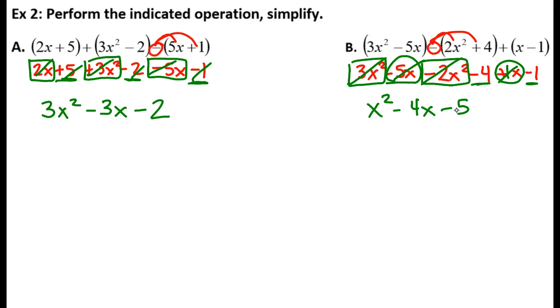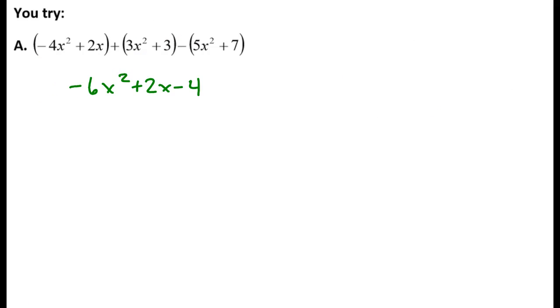So go ahead and pause the video now. Try the U-try on your own. When you're ready to resume, hit play and the answer will be there for you. So for the U-try, you should have gotten negative 6x squared plus 2x minus 4. Don't forget to distribute that negative there.